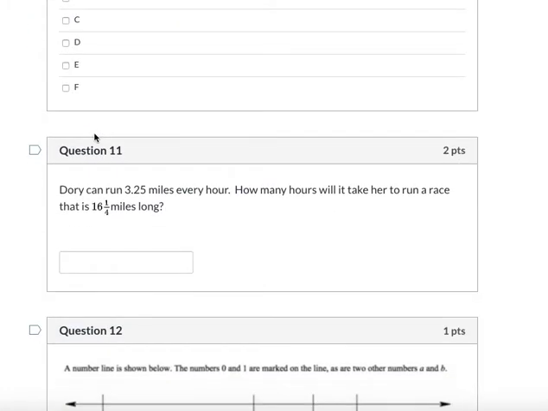Question 11. Dory can run 3.25 miles every hour. How many hours will it take her to run a race that is 16 1/4 miles long? Think about how you are setting this problem up. It's kind of similar to our scuba diving problem that we had yesterday. So make sure you're setting up your proportions the correct way. Think about what we are solving for. So what should our x be?